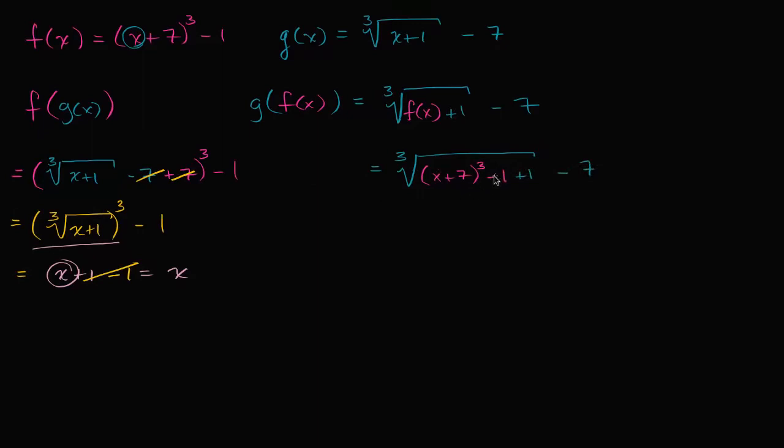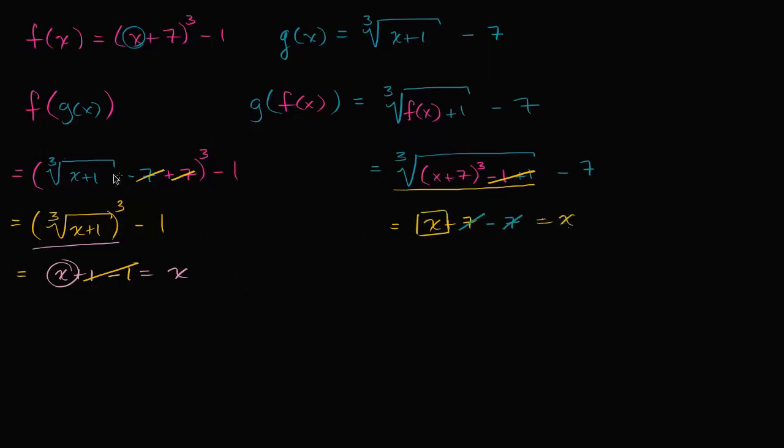Lucky for us, subtracting 1 and adding 1 cancel out. And so we're going to take the cube root of x plus 7 to the third power. Well, the cube root of x plus 7 to the third power is just going to be x plus 7. So all of this business simplifies to x plus 7, and then we need to subtract 7. These two cancel out, or they negate each other, and we are just left with x.